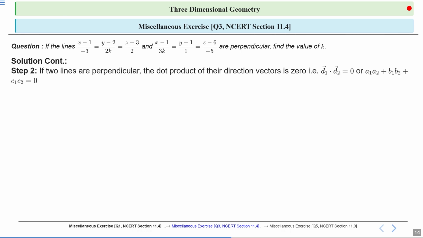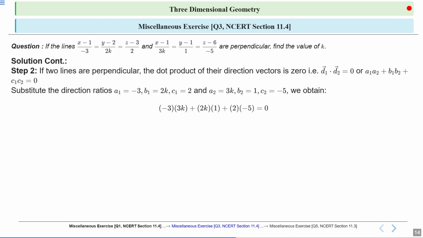Now, step 2. If two lines are perpendicular, the dot product of their direction vectors is 0. That is d1 vector dot d2 vector is equal to 0, or we can say that a1 a2 plus b1 b2 plus c1 c2 is equal to 0. Now, substitute the direction ratios: a1 is equal to minus 3, b1 is equal to 2k and c1 is equal to 2, and a2 is equal to 3k, b2 is equal to 1 and c2 is equal to minus 5. We obtain minus 3 into 3k plus 2k into 1 plus 2 into minus 5 is equal to 0.